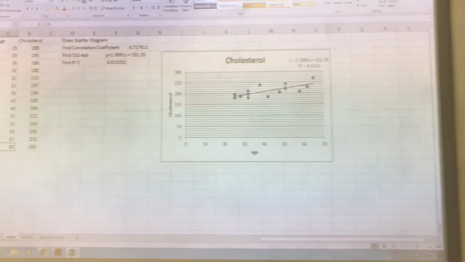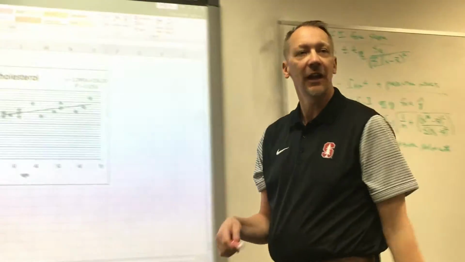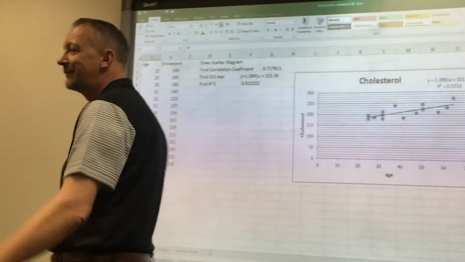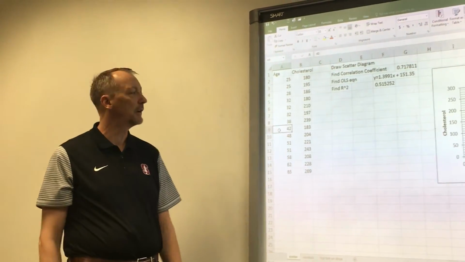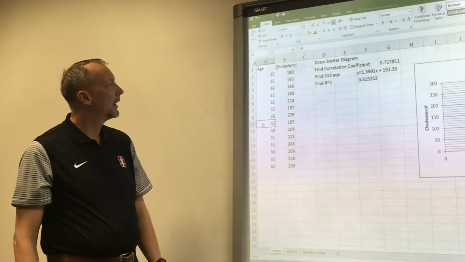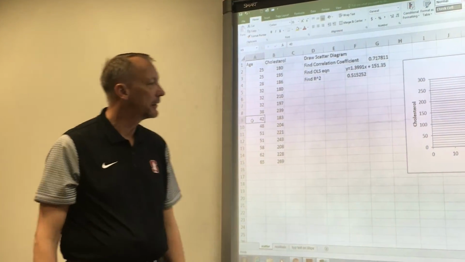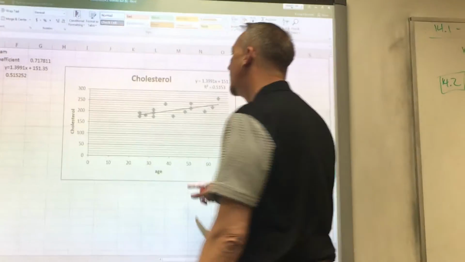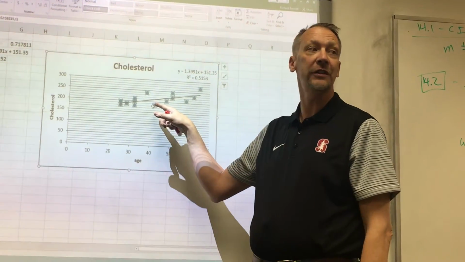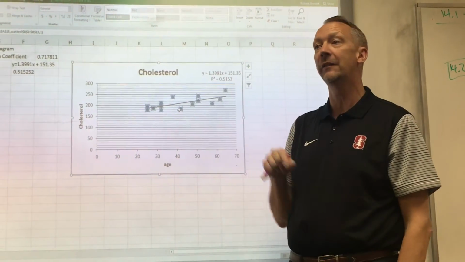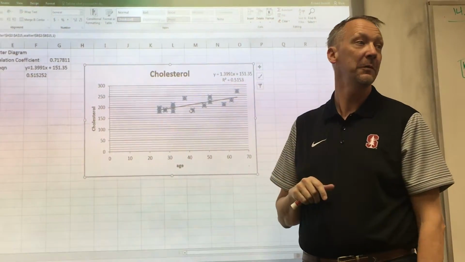So the question is, let's say you're in the middle. You're, let's just say, 42 years old. So you're a little bit worried. Now, let's look at this. We actually do have a 42-year-old female in our group here. She had a cholesterol level of 183. So it appears that this is her, right there. It looks like she's got a lower cholesterol than we would have predicted. Good for her. That means she's probably a runner.